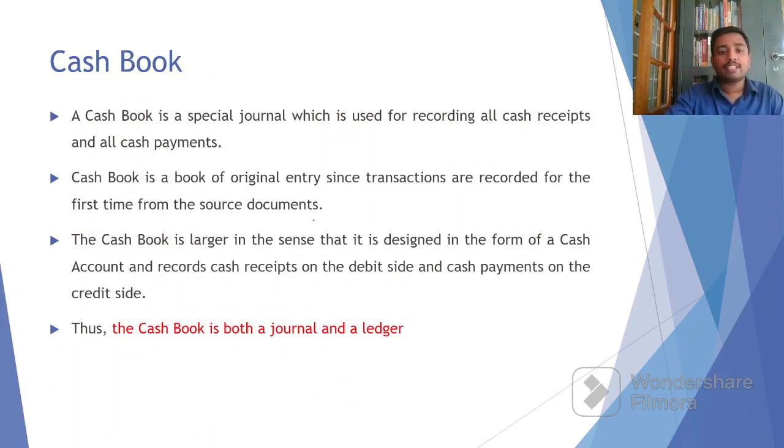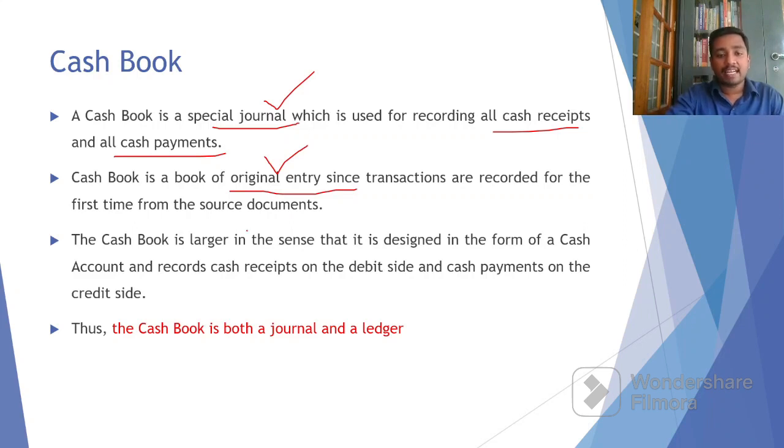The cash book is a special journal, which means we record all cash receipts and cash payments into the cash book. That is the major thing. All cash received and all cash paid are recorded into the cash book. It is also known as a book of original entry, because most of the transactions will be recorded initially into the cash book.